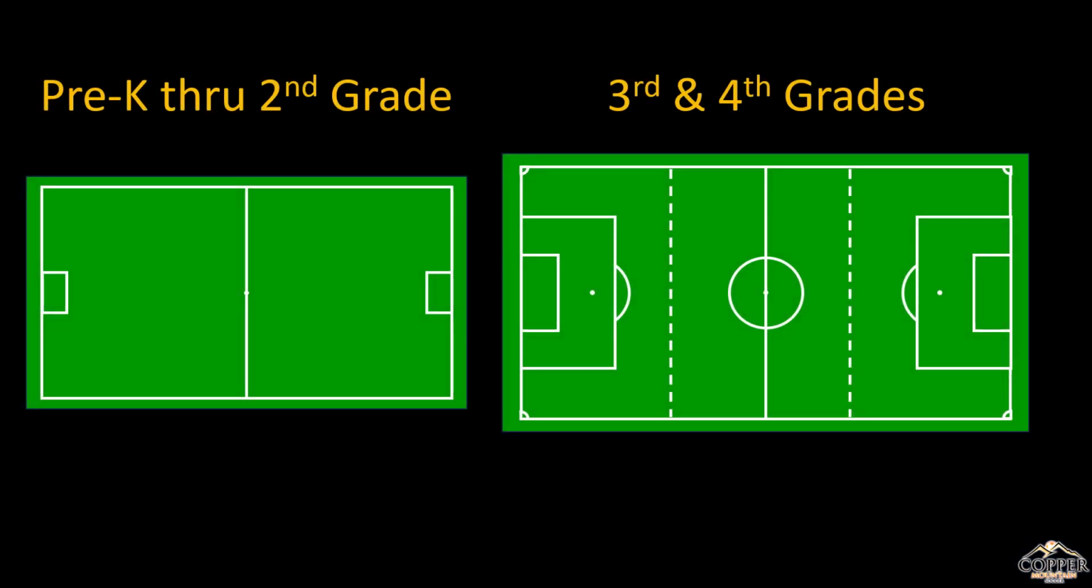Build-out lines are drawn on the field. The line is drawn differently depending on the players' ages. For the youngest players in pre-K to 2nd grade, the build-out line is the halfway line of the field. For players in 3rd and 4th grade, there are special dotted lines marked on the field between the halfway line and each penalty box.